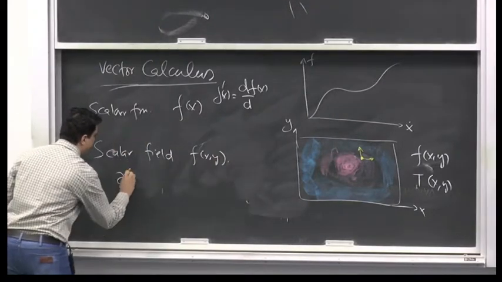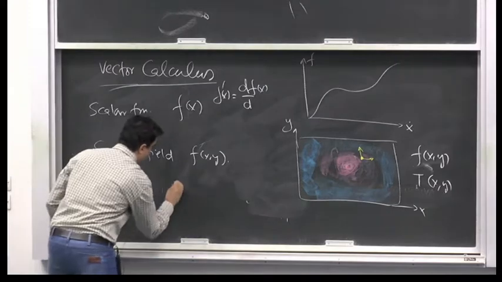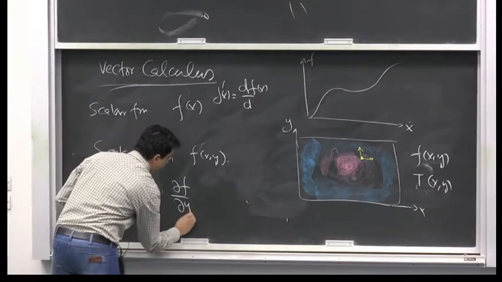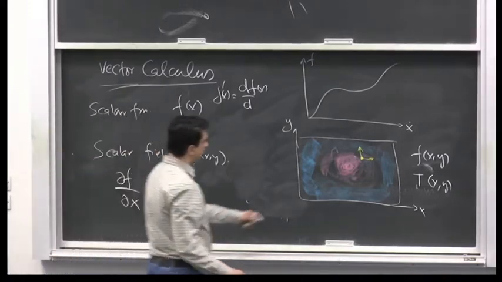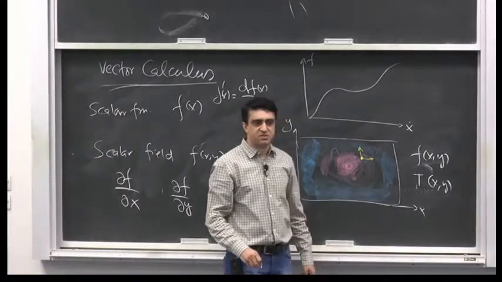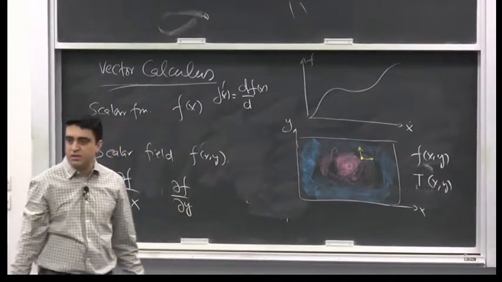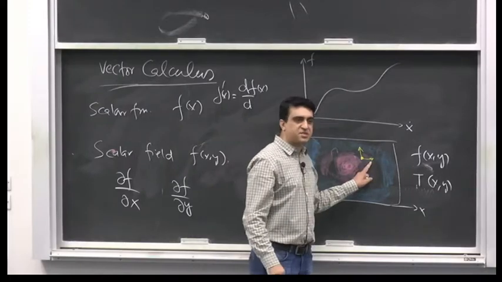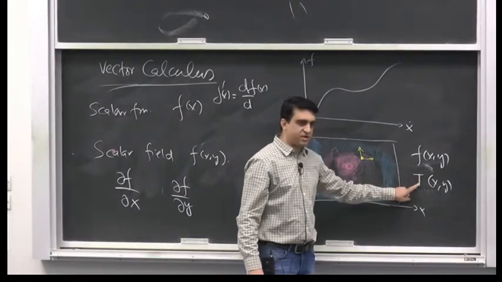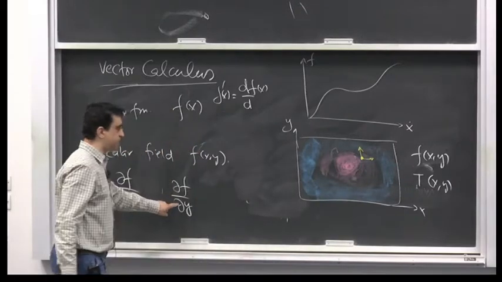So you can have two equations. You have del f by del x, and you can have del f by del y. Both can happen. So what should be del f by del x? Will it be positive or will it be negative? This side where I have the temperature, what is happening? It is decreasing. So df by dx would be negative. So this would be a negative number.